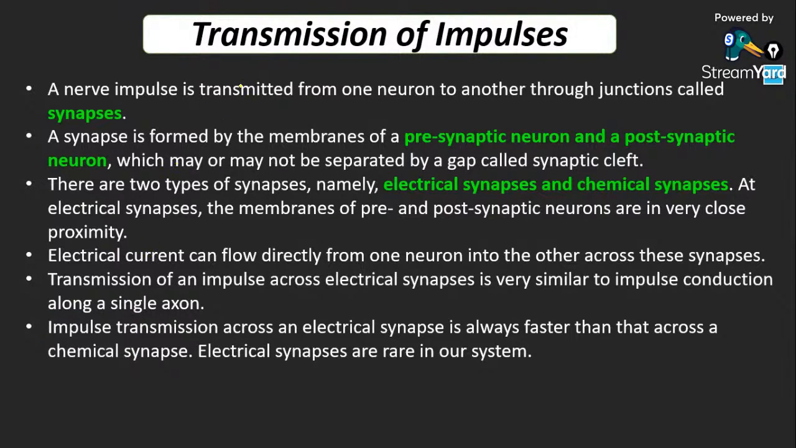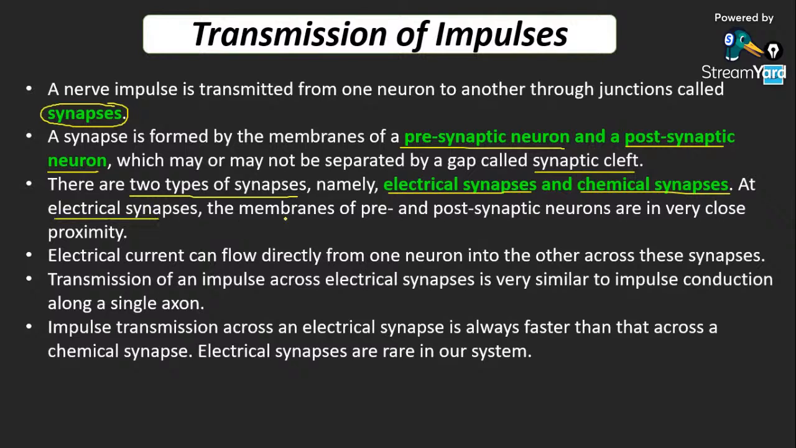So a nerve impulse is transmitted from one neuron to another neuron through junctions called synapses. A synapse is formed by the membrane of a presynaptic neuron and a postsynaptic neuron, which may or may not be separated by a gap called the synaptic cleft. There are mainly two types of synapse. One, electrical synapse. Two, chemical synapse.